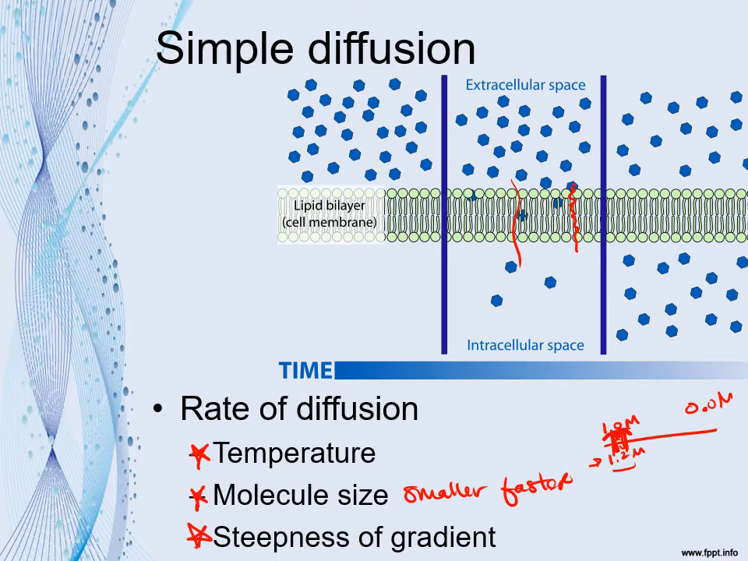Sorry. If I have 0 molar and like 6 molar, this is much higher concentration. Things are going to move really, really fast to where there is nothing until we get to equilibrium. So that's this idea of steepness of the gradient. If we have a big difference, things will move more quickly from high to low.